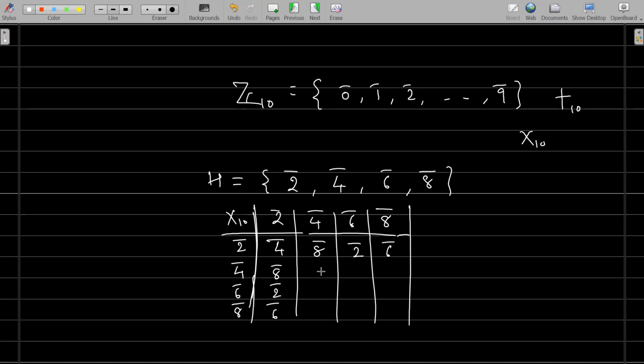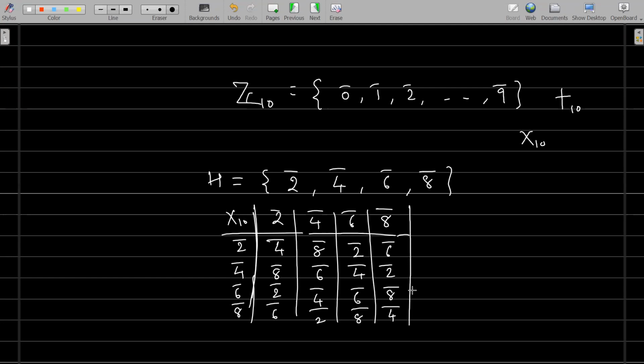Then 4 4s are 16, 4 6s are 24, 4 8s are 32. Again, what I get is 4 and 2. It's commutative, so whatever is row, same is column. 6 6s are 36, right? 6 8s are 48, 8 bar, and 8 8s are 64.